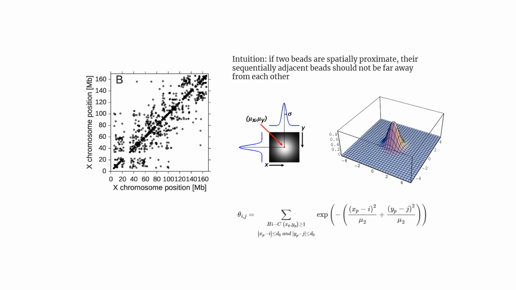The intuition behind this is that if two bits are in contact in the 3D space, their sequentially neighboring bits should also be close to each other in the 3D space.